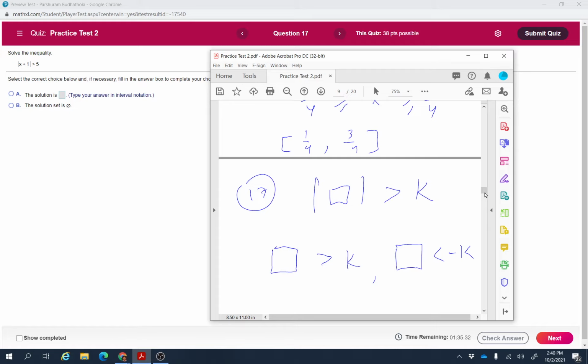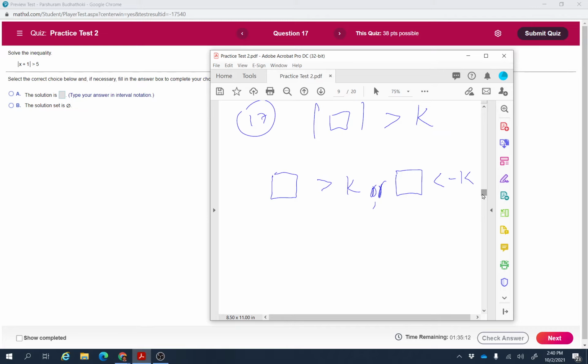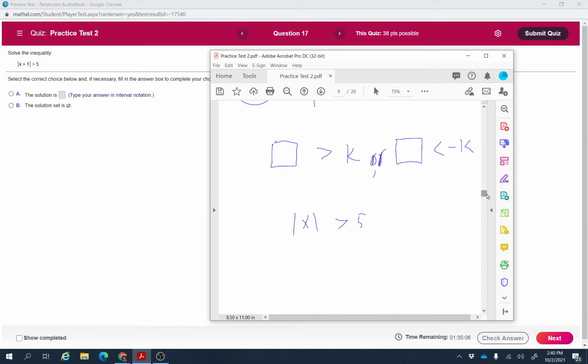So there are two different cases. It could be greater than k, and it could be less than negative k. So you have to solve both of these inequalities, and there is an "or". Let's just think about this. Let's say you are given absolute value of x is greater than 5. That is only possible if x is greater than 5 or x is less than negative 5.